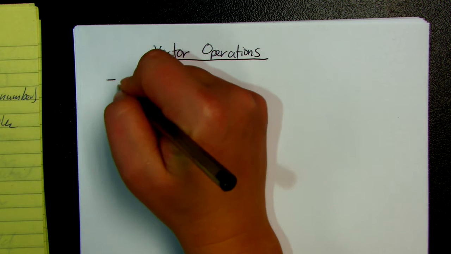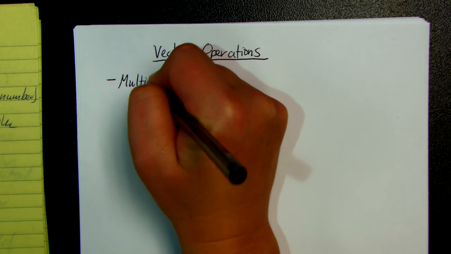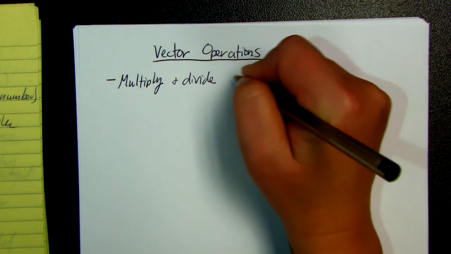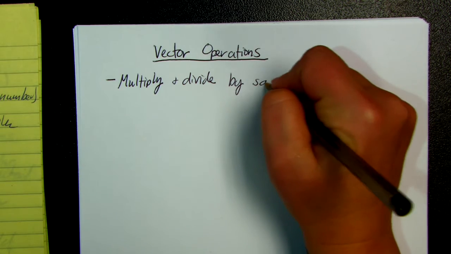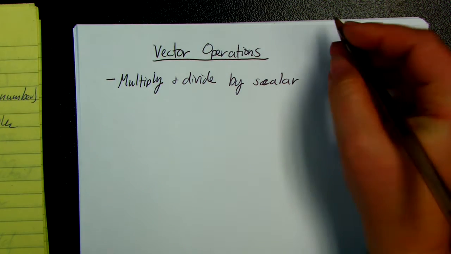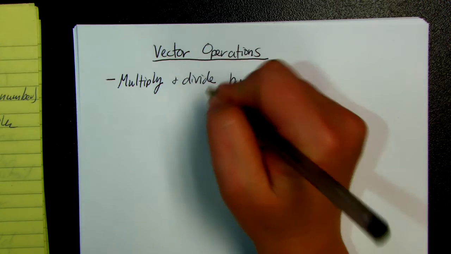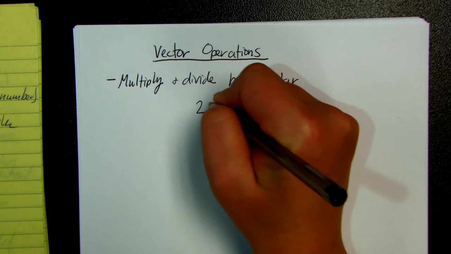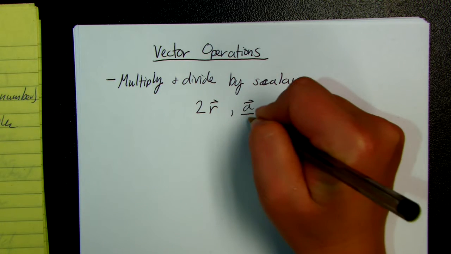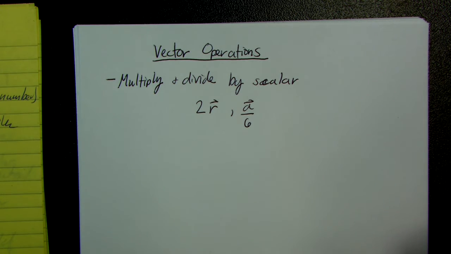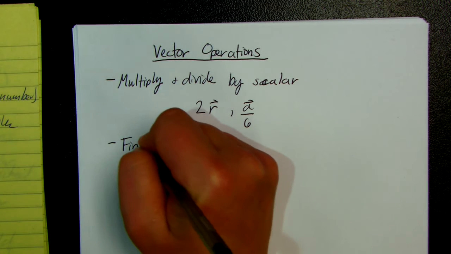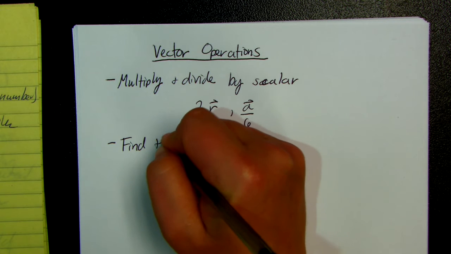So with vectors, you are allowed to multiply them and divide them by scalars. Remember, scalars are one-dimensional numbers. They're numbers that you're probably more used to working with. For example, you can multiply r by 2, giving you 2r, and you can divide our vector a by the scalar integer 6.